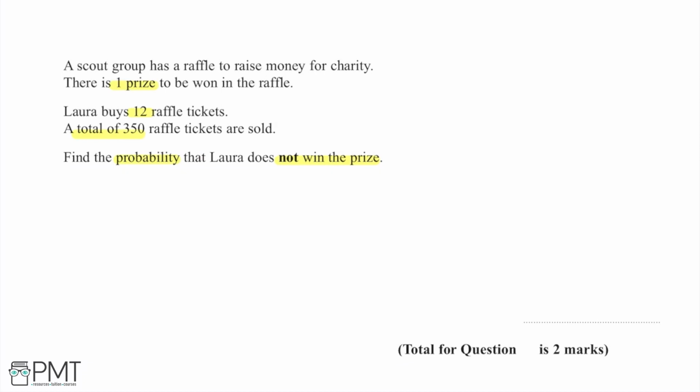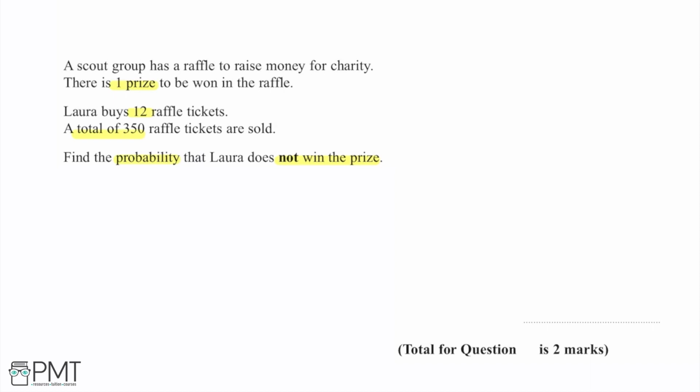So if I wanted to work out the probability that Laura did win the prize, then I could simply take the number she buys out of the total number to find the probability that she has won the prize. However, we're looking for the probability that she does not win the prize. So in this sense, there are kind of 2 outcomes. She either wins the prize or she doesn't win the prize. There's no other set of events that could happen here. So the probability of her winning the prize plus the probability of her not winning the prize are going to sum to 1 because they cover all of the possible events.